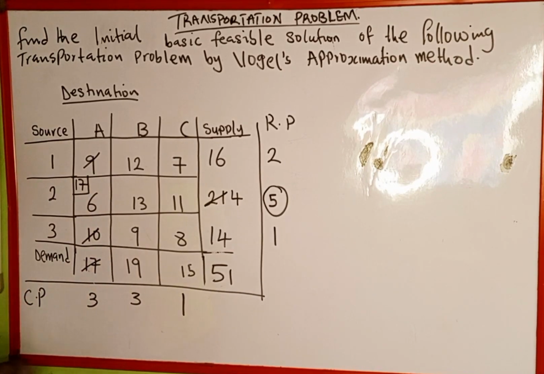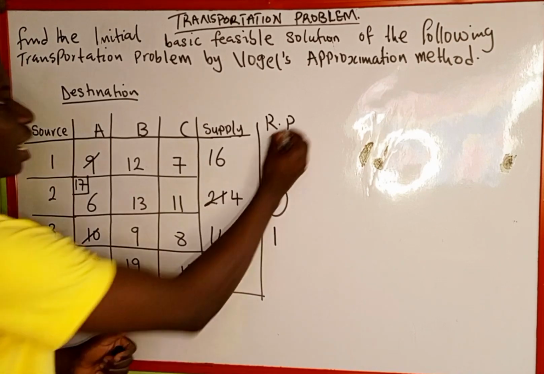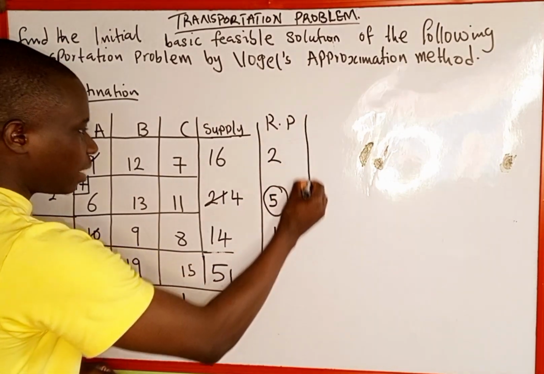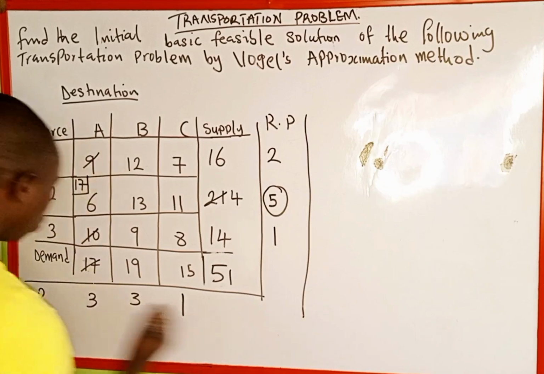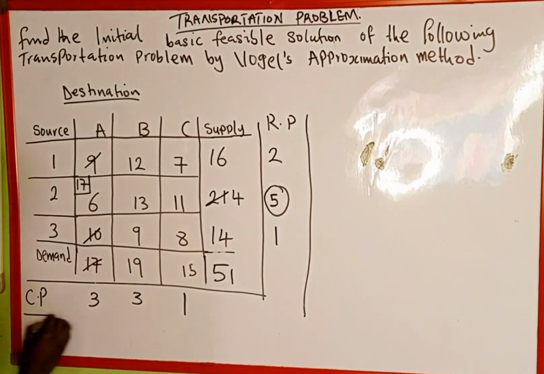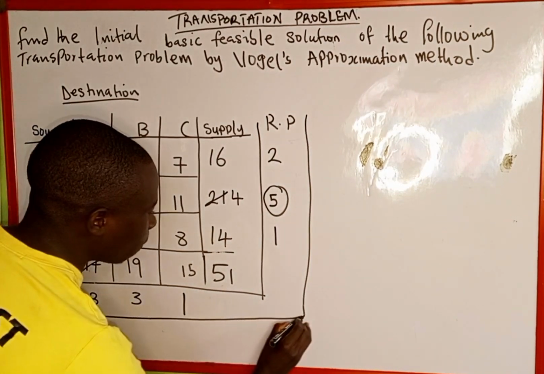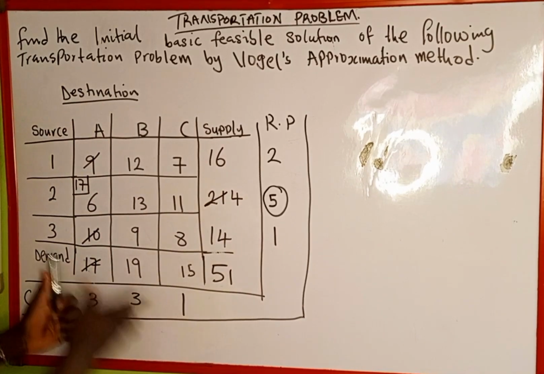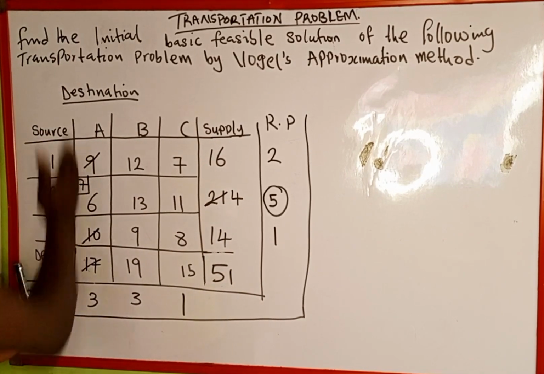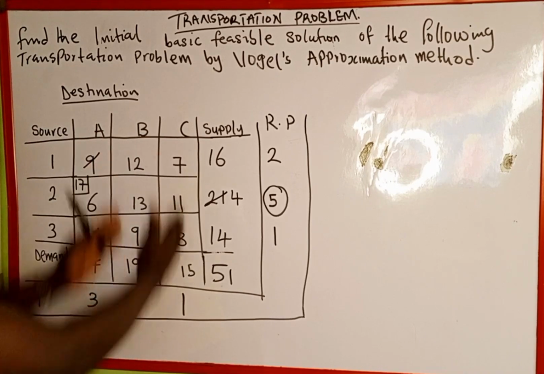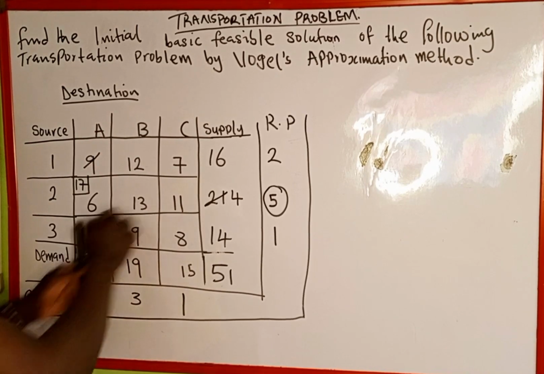The next thing we're going to do is to repeat the same thing. We create another row penalty, and similarly, we create another column penalty. Remember, we have deleted this column, so we are going to concentrate on these 2 columns and these 3 rows.